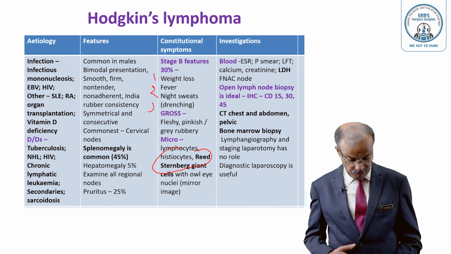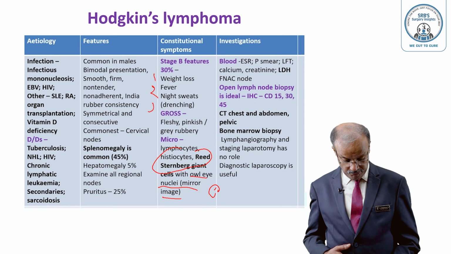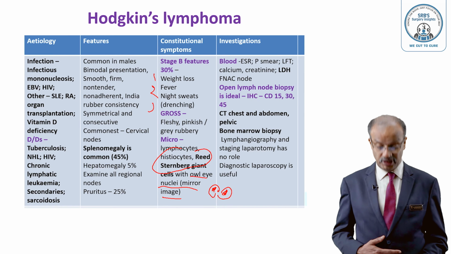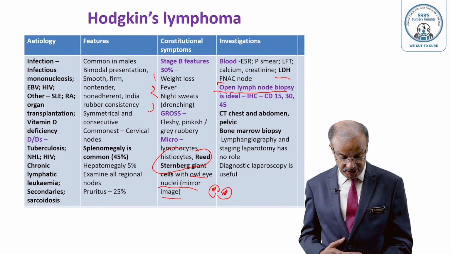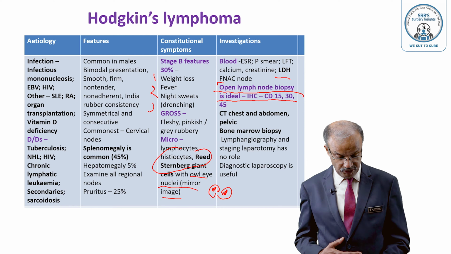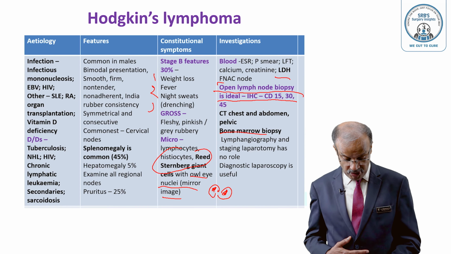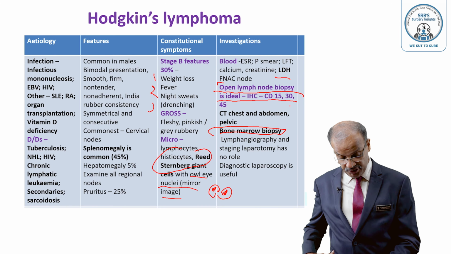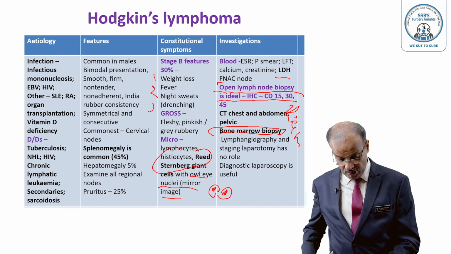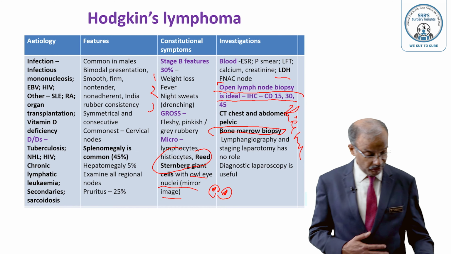Grossly fleshy, pinkish-grey, rubbery. Reed-Sternberg giant cell is very typical, with owl eye nuclei, mirror image nuclei. It's the typical Reed-Sternberg cell, mirror image nuclei. LDH is very important. Excision open lymph node biopsy is ideal because you have to do IHC in this patient: CD15, CD30, CD65. CT chest abdomen, sometimes PET CT, bone marrow biopsy: aspiration and biopsy, aspiration different, biopsy different. Usually the iliac crest is used, remember. Staging laparotomy was earlier done but has no role now. Diagnostic laparoscopy is very useful in this patient.